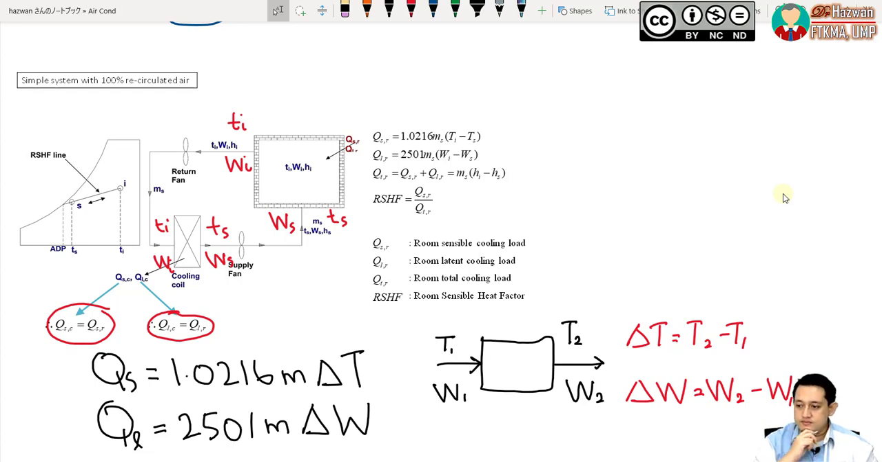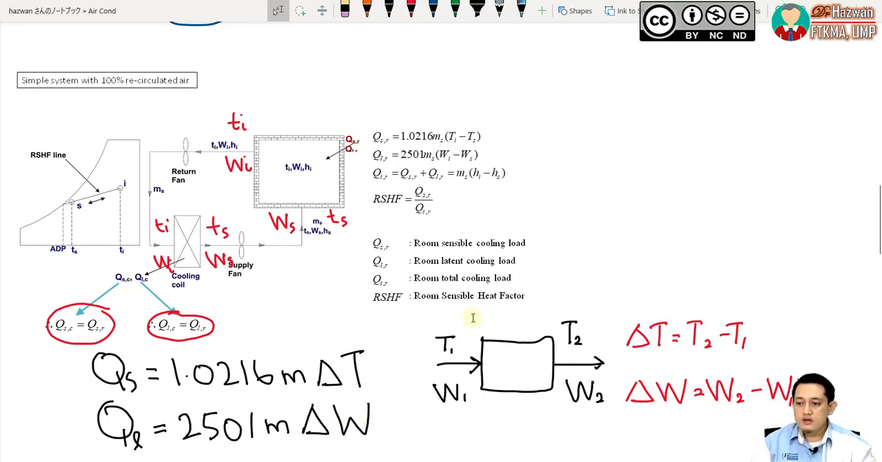In the previous video, we talked about a simple system with 100% recirculated air. I also mentioned how to calculate the sensible heat and also latent heat. When we want to calculate sensible heat, we need to use the temperature difference before and after. For latent heat, we need to use the humidity ratio difference before and after.